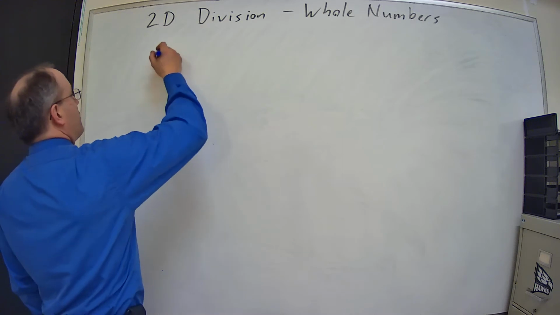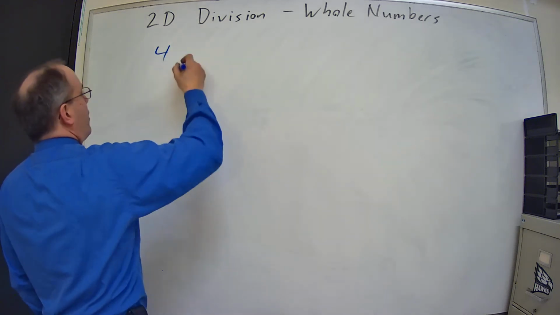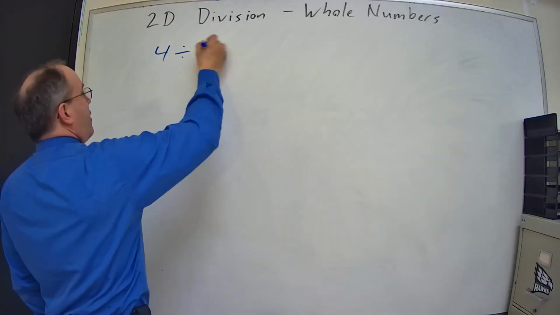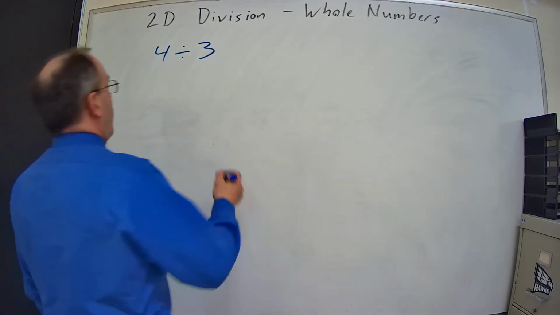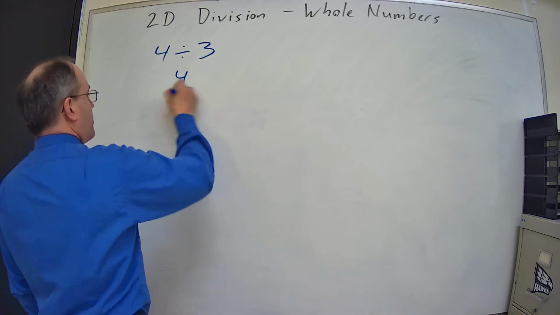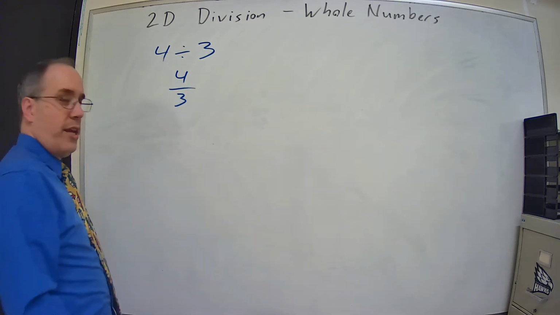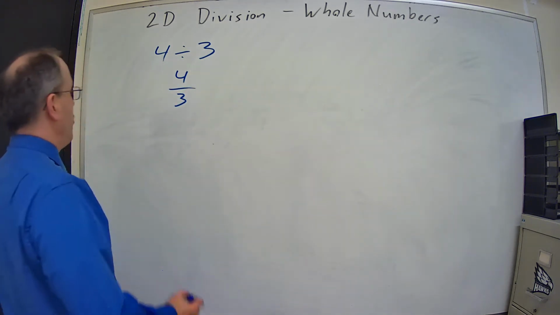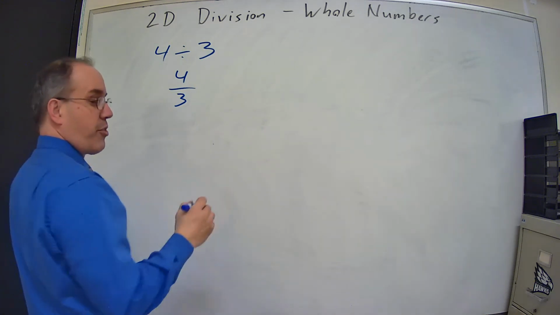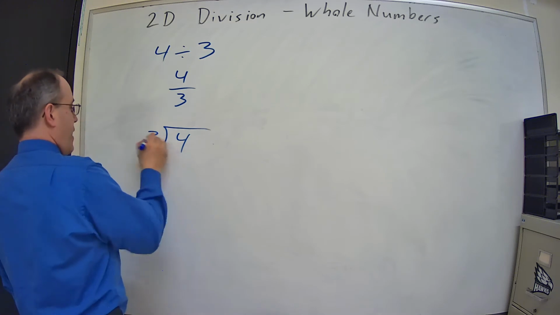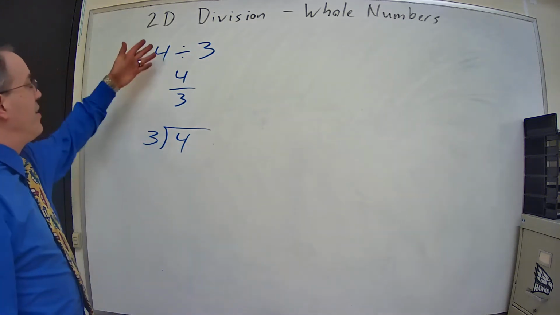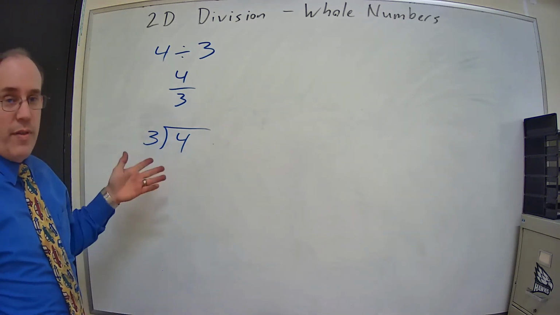There's 4 divided by 3, or there's 4 divided by 3, or there's, and this is the one that throws people off, 4 divided by 3. These are all the same.